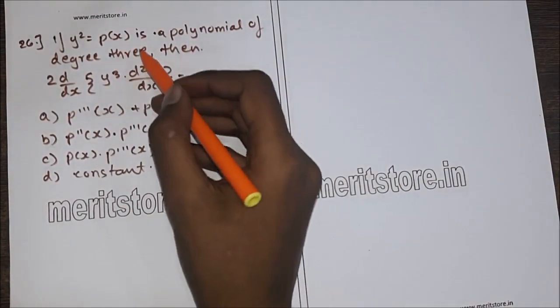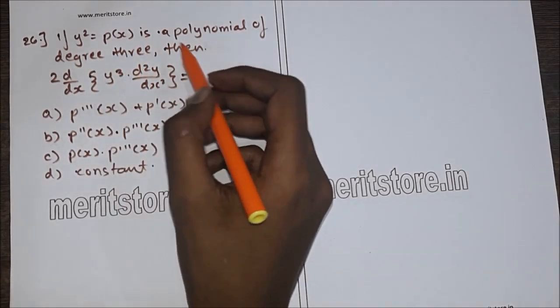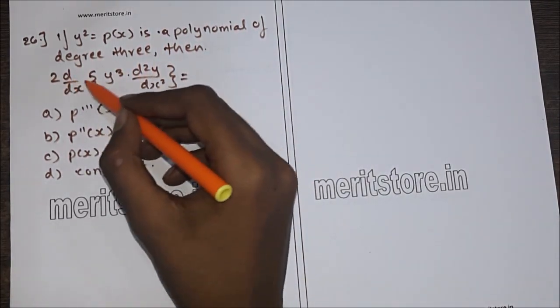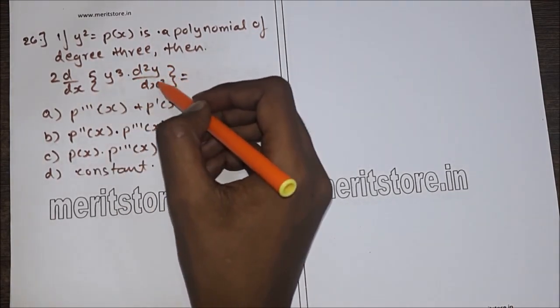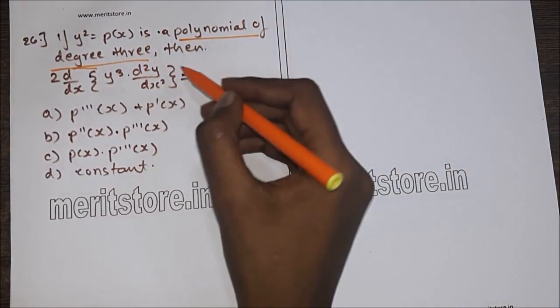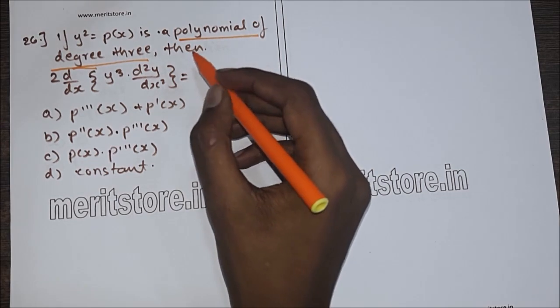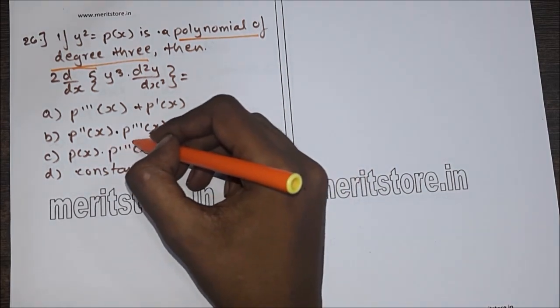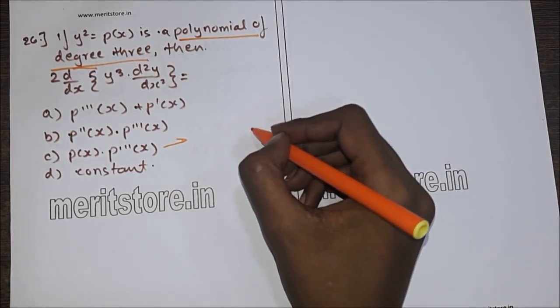y square is p of x, which is a polynomial of degree 3. Then we have to evaluate 2 d by dx of y cube into d2y by dx square. It is given that the polynomial is of degree 3, which means after differentiating it four times we will get a constant. So p triple dash of x is a variable which is of degree 1.